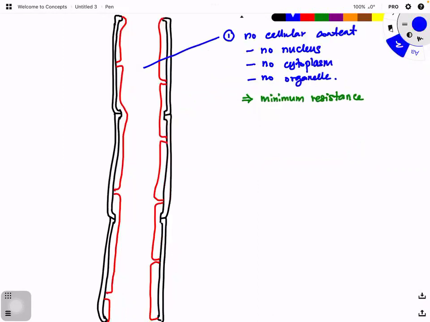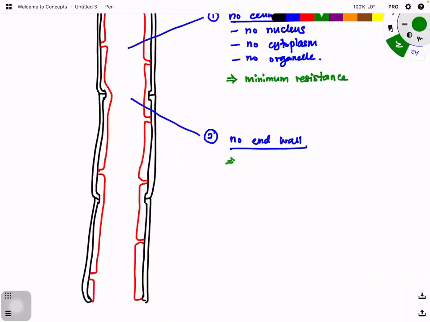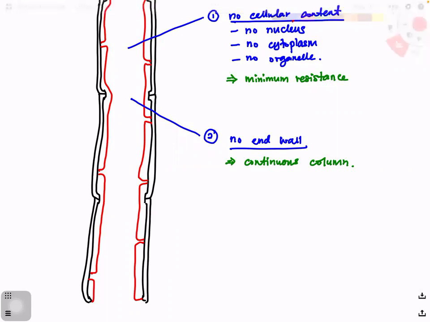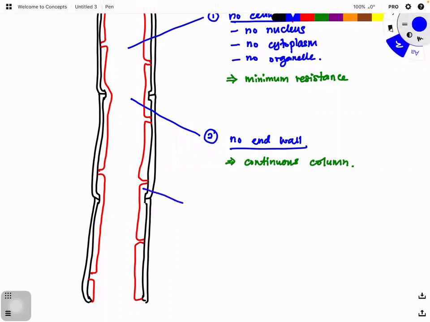Second, if we look at the end wall here, no end wall. When there is no end wall, it allows the water to form a continuous column. This is very important. The transportation of water will be fast because they form these continuous columns. Are you clear? Okay, third, if you look at the structure here, I summarize, third, lignification.